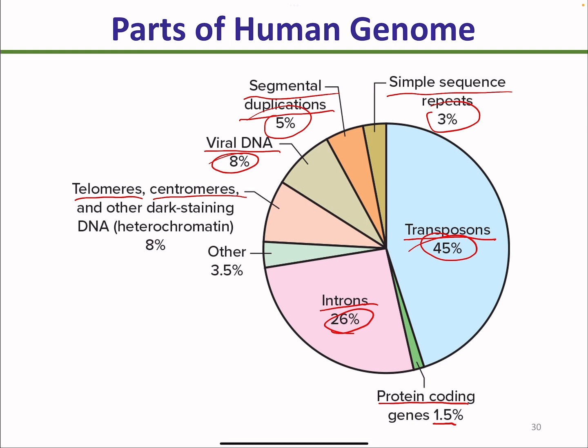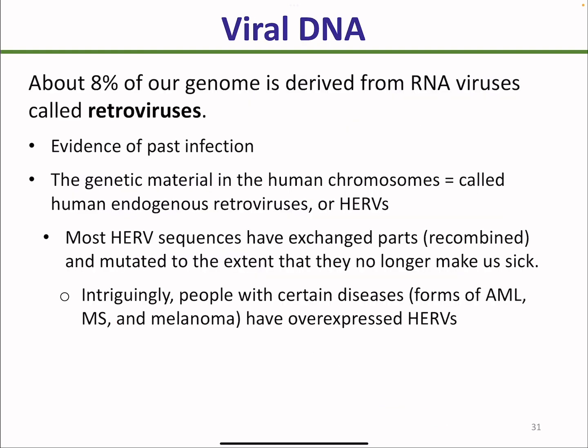We know that they are found in the heterochromatin. Heterochromatin is that part of chromatin that is not expressed, while euchromatin is chromatin that is compatible with gene expression. And other material that we don't know very well represents 3.5% of our genome. The viral DNA, again, represents about 8%. These are there because of past infections.